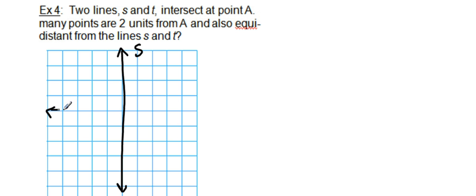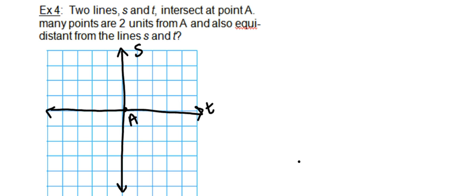And again, I choose to work on graph paper because it gives me boxes that I count and units that I can use. But you could draw this right on regular old paper too and get the same exact result. The lines intersect at point A. I guess I should label that, and I should also label line T.